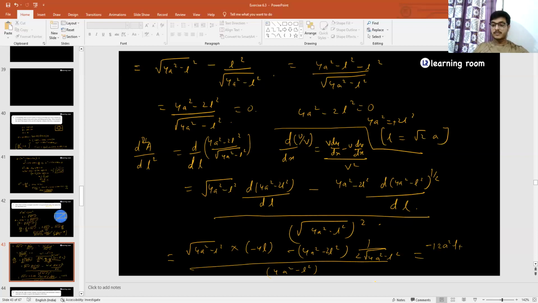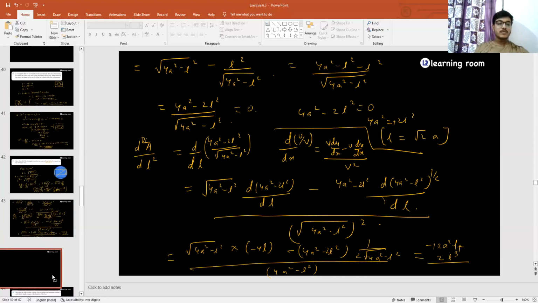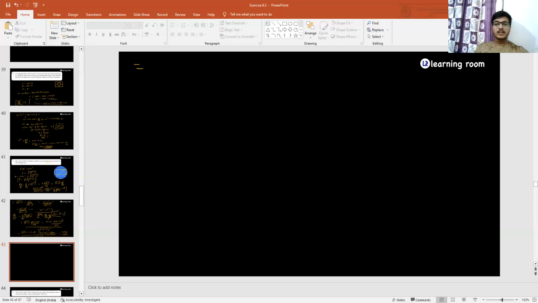plus minus 12a l square, and then plus 2l cube, if I'm not wrong, whole divided by, okay, I'm writing on the next page. So you'll get minus 12a square l plus 2l cube upon (4a square minus l square) to the power 3 by 2.